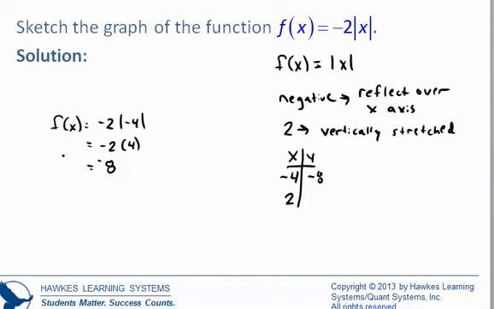If I plug a 2 into the function, f of x is equal to -2 times the absolute value of x, I get -2 times the absolute value of 2. The absolute value of 2 remains 2. And -2 times +2 would be -4. And so that gives us 2 points that we can plot on the graph.